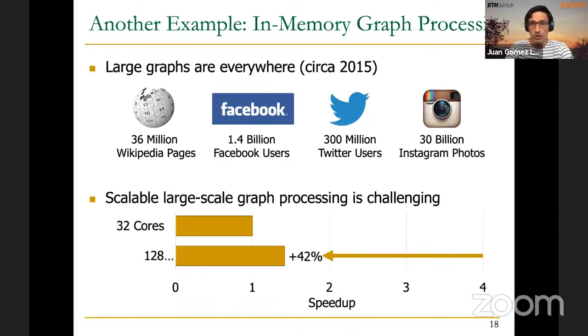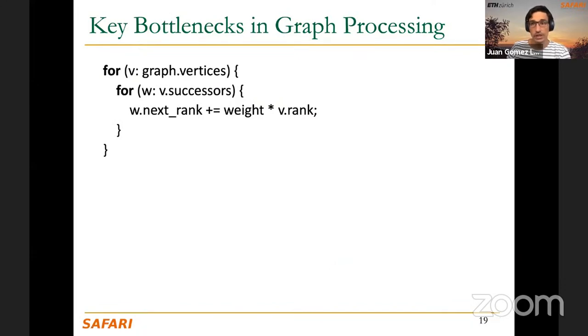These graph processing workloads typically show very frequent random memory accesses, and that causes the exploitation of the bandwidth to not be very optimal. And actually that's what we can see in this plot. Even though in this example we are increasing the number of cores from 32 to 128, which is four times more cores, the speedup that we achieve is only 42%. The reason is that, due to the frequent and irregular memory accesses, the bandwidth saturates, and even though we have four times the number of cores, we cannot achieve a higher speedup. And this is because of the characteristics of the graph processing workloads.